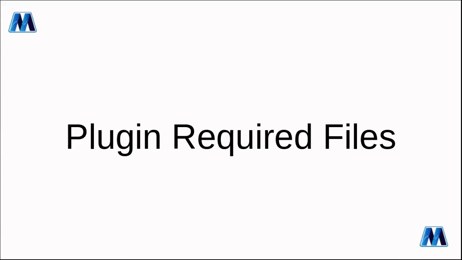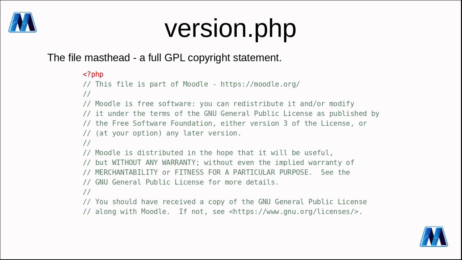So let's look at the required files for plugin development. These are the files that you basically have to define every single time you start a plugin development. The first one of those is version.php. Now I'm mentioning here a couple of things relating to the development guidelines, and that is that each code file should have the masthead fully stipulated at the top of the file. So this is the masthead. That's the masthead that's recommended to be used for every single file.